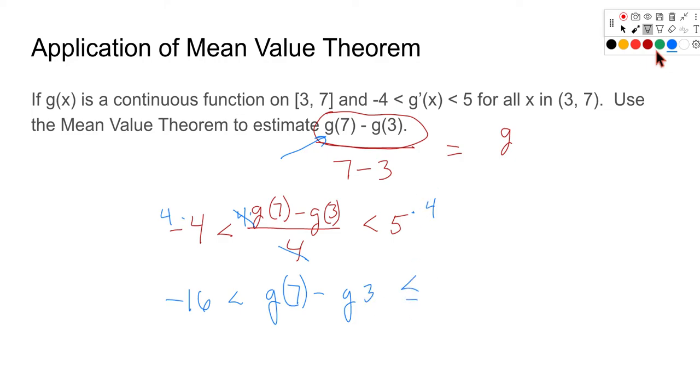Oops, not equal to, unless the problem gave us that they were equal to. It could be. And then we have 4 times 5 is 20. So what it did allow us to do is narrow down that the difference between the y values is somewhere between negative 16 and 20. That's still a fairly wide range, but it gives us at least some boundaries.